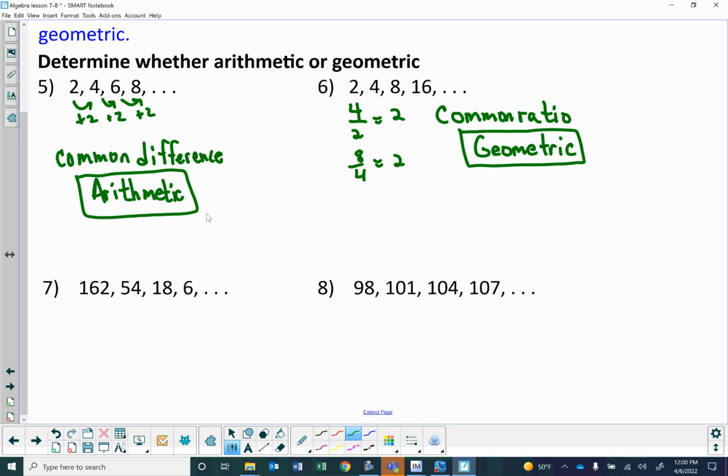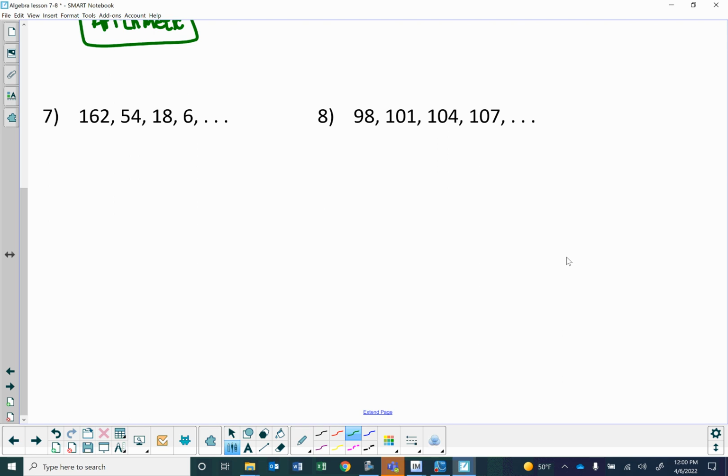Number 7 here, 162 to 54, 54 to 18, 18 to 6. Well, I know we're not adding or subtracting the same number because 162 down to 54 is not the same as 18 and 6. Okay? To go from 6 to 18, you're adding 12. To go from 54 to 162, you are not adding 12. Okay? So if it's going to be anything, it's going to be geometric, so I need to look at my common ratio.